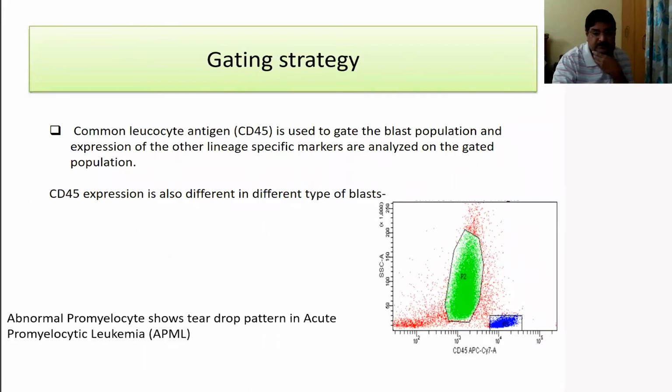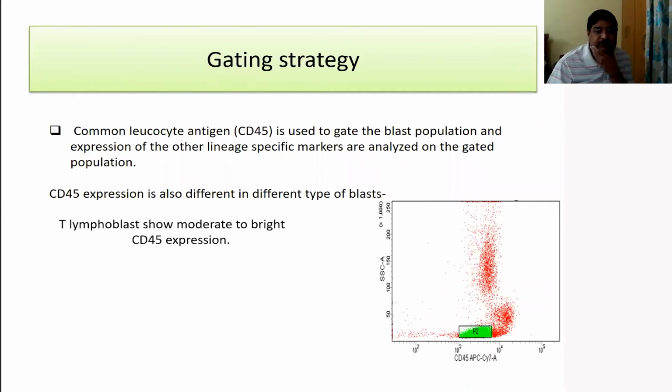Abnormal promyelocytes, as they are bigger cells with higher cytoplasmic content, will show a larger side scatter. So that is how you will identify acute promyelocytic leukemia. Next, please.